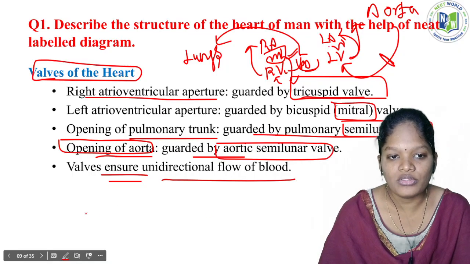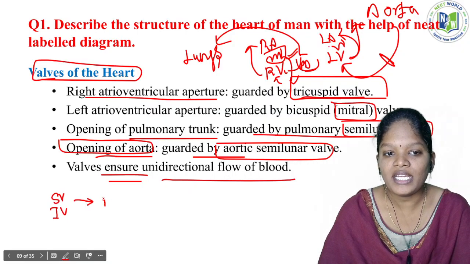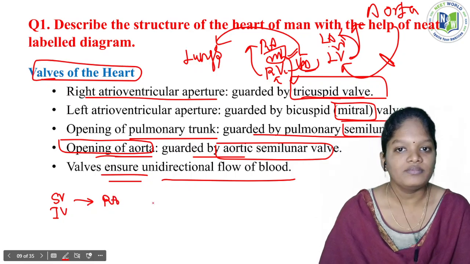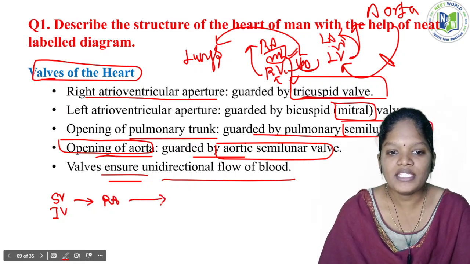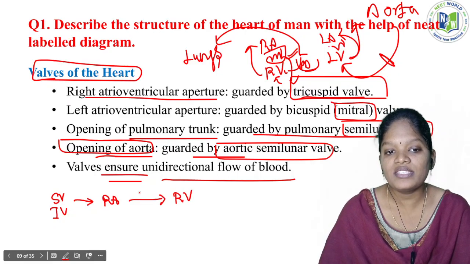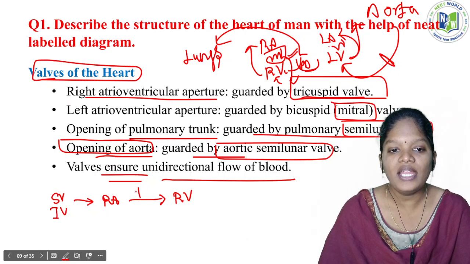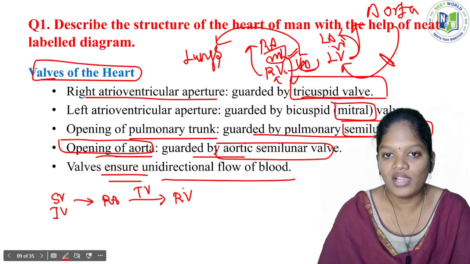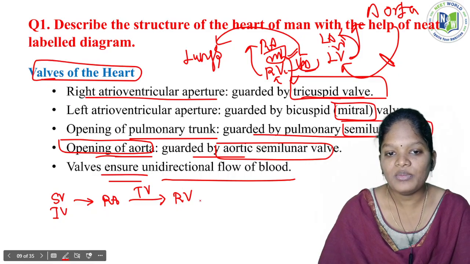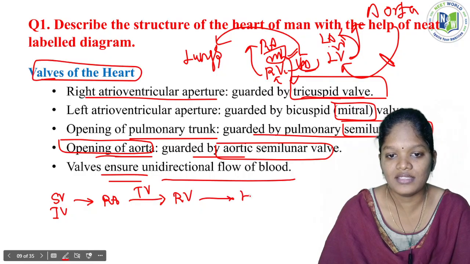Now just make a note of it. From the superior vena cava and inferior vena cava, the blood has to enter into the right atrium. From the right atrium, the blood has to enter into the right ventricle, and the wall which is present between the atrium and the ventricle on the right side is the tricuspid wall. From the right ventricle, the blood has to enter into the lungs with the pulmonary artery.